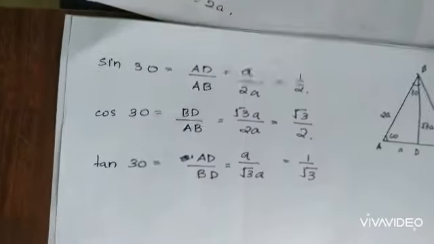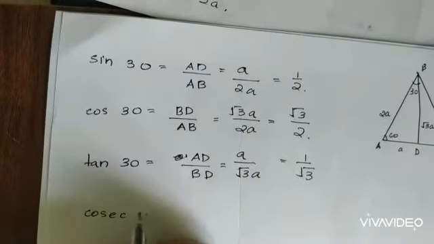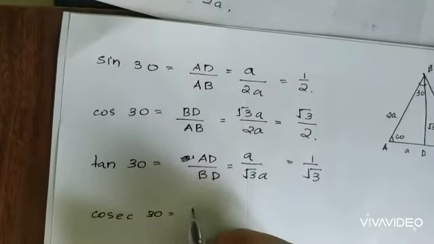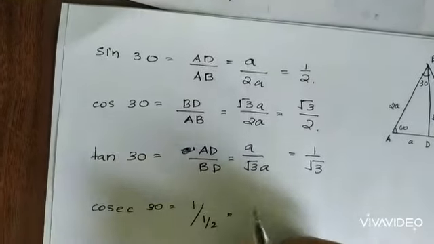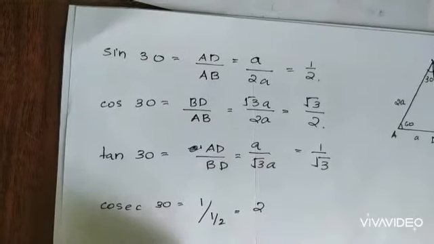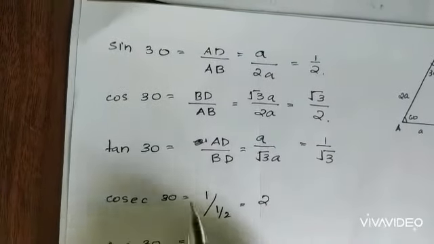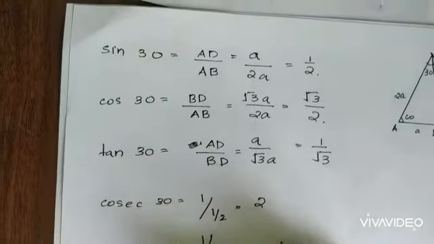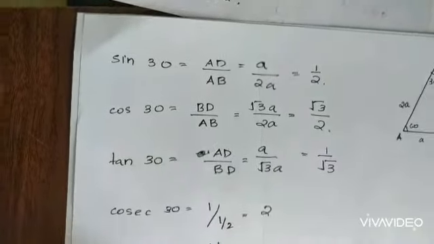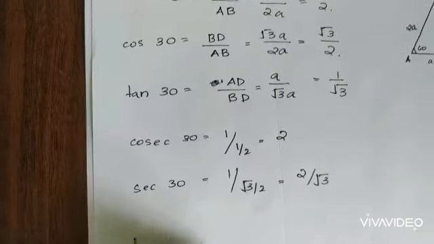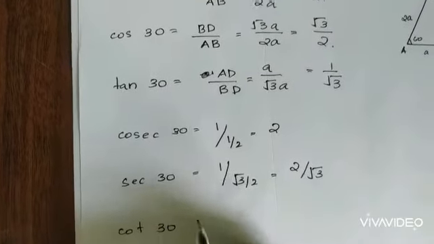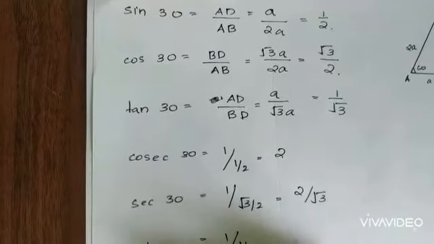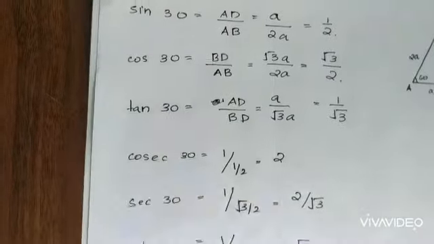Now the rest 3 are the reciprocals. It's easy to find. Cosec 30 is reciprocal of sine 30. Reciprocal of sine 30 is 1 by 1 by 2, which is equal to 2. Now sec 30 is a reciprocal of cos 30. It is 1 by root 3 by 2, which is equal to 2 by root 3. Then cot 30 is a reciprocal of tan. It's 1 by 1 by root 3, which is equal to root 3.